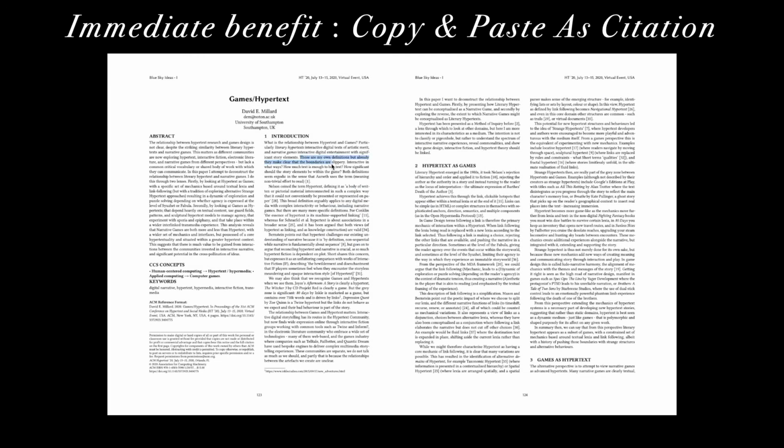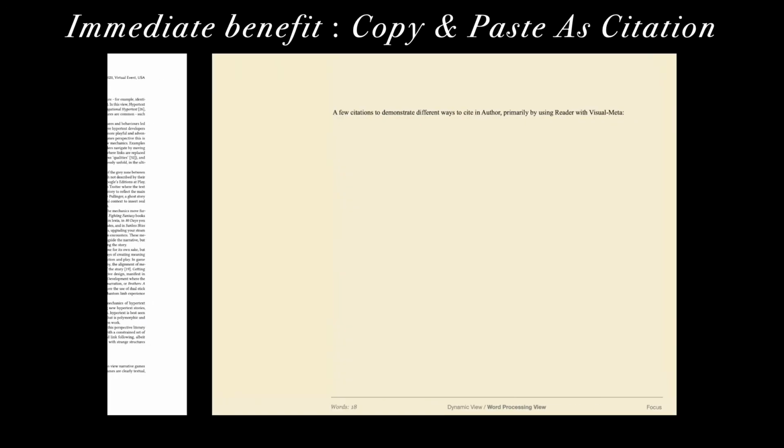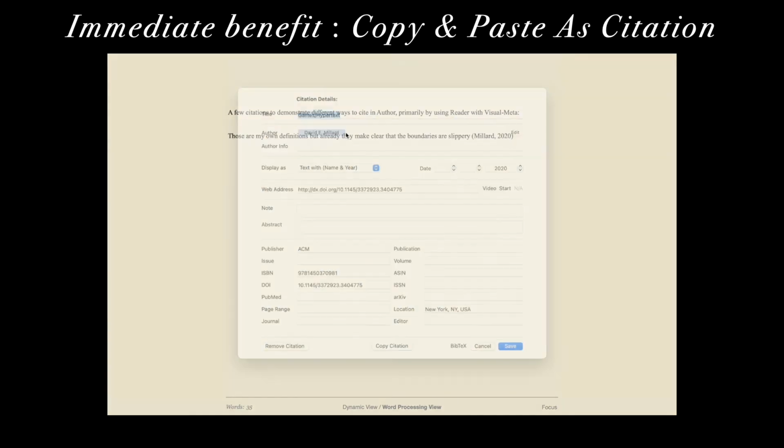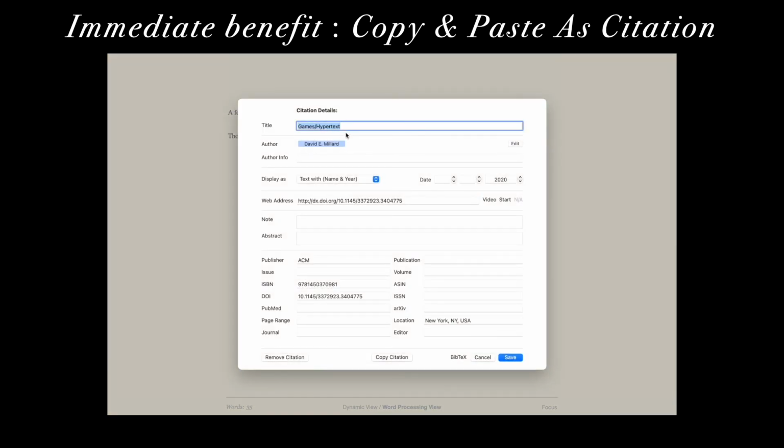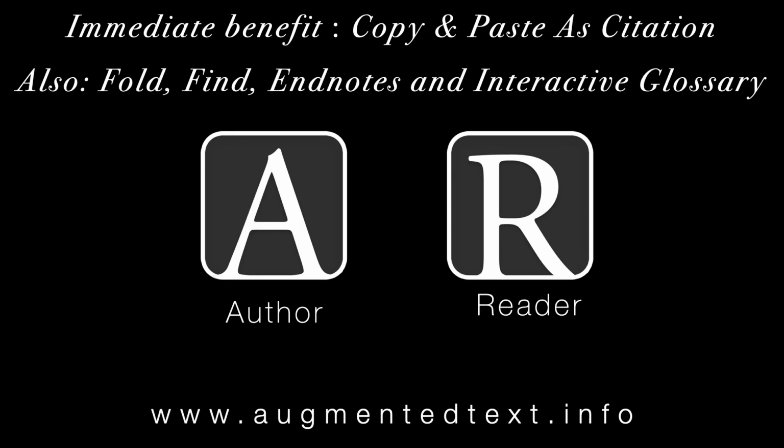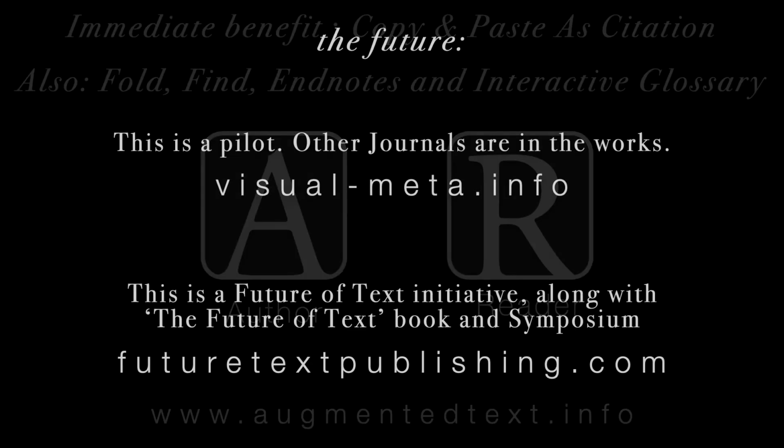We also have things like copy and paste a citation: just copy from a PDF and paste into the word processor, and it pastes like a full citation. This is enabled in our Author and Reader software for macOS, which also has things like folding, finding, endnotes, and interactive glossary. It's available online, but of course, I would be very happy to give anyone here a free license. Reader is free, but Author requires a payment, or as I said, I'll make it free to you.